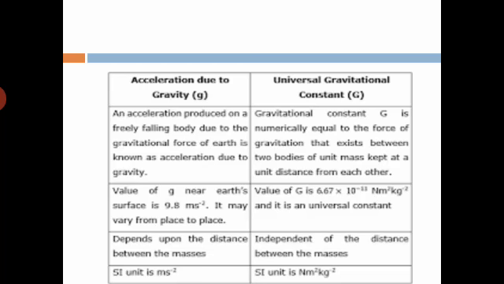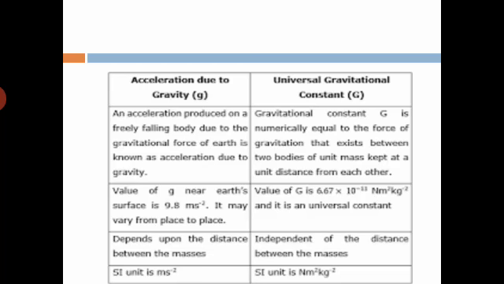Acceleration due to gravity depends upon the distance between the masses. It means when we change the distance between two masses, the value of g also changes. We know that when we increase the distance between two objects, the value of g decreases, but when we decrease the distance between two objects, then the value of g increases. But the universal gravitational constant is independent of the distance between the masses. It means its value is constant. It always remains constant.